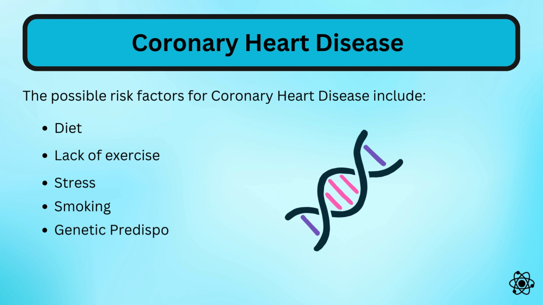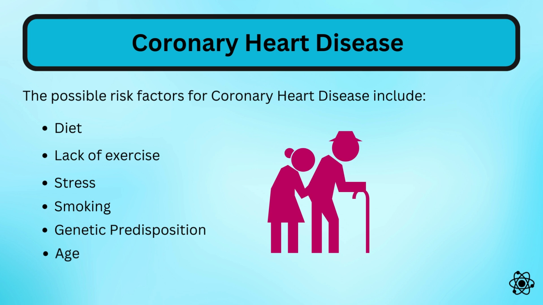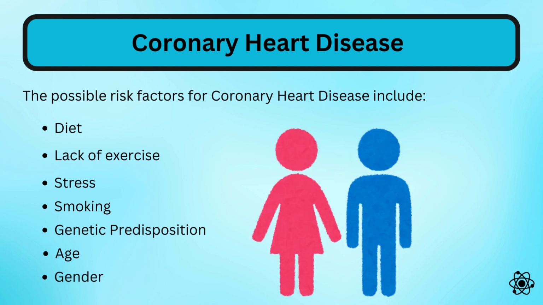Genetic predisposition. Children of parents with coronary heart disease are more likely to develop coronary heart disease. Age. With increasing age, the risk of getting coronary heart disease increases. And gender. Males have a higher chance of developing coronary heart disease than females.